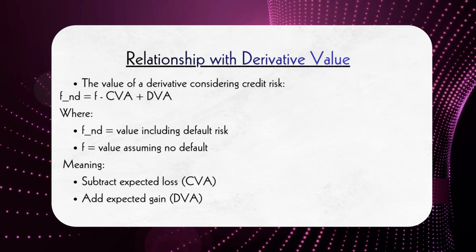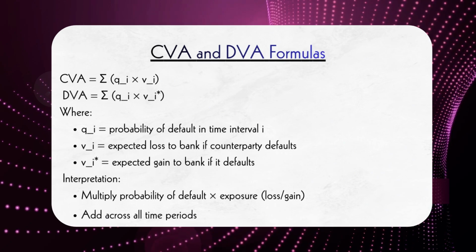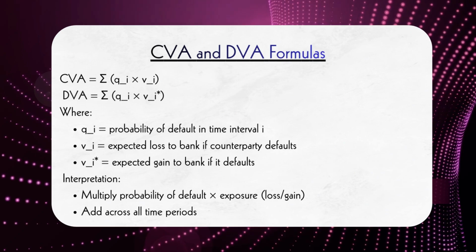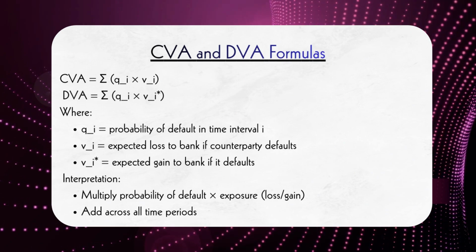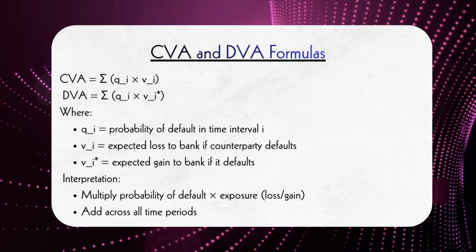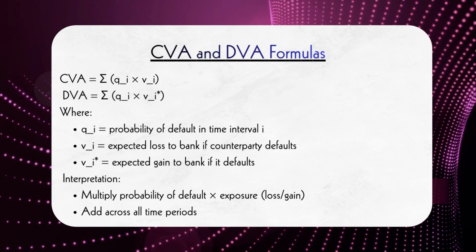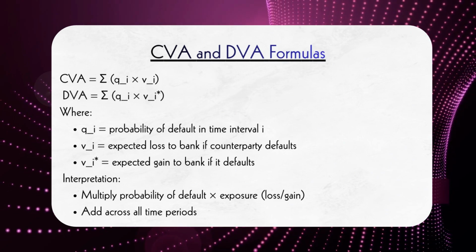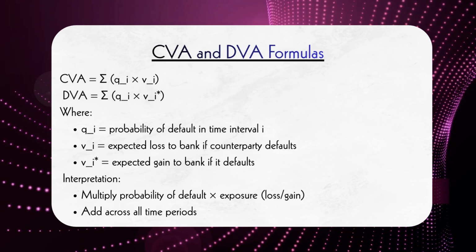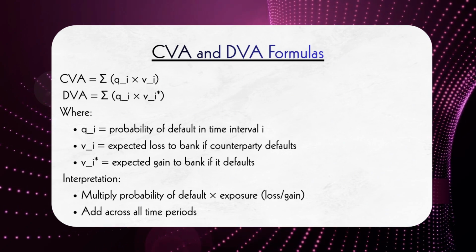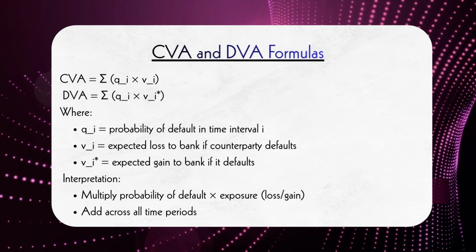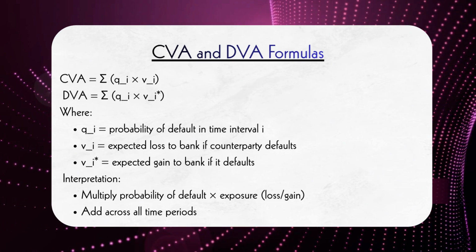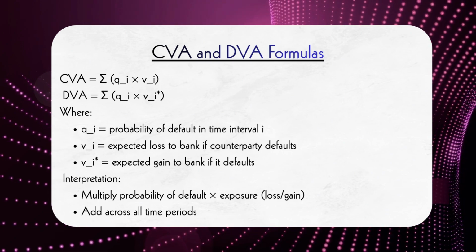Now, let's understand how CVA and DVA are calculated. CVA is calculated as CVA = sum of Q_i multiplied by V_i. DVA is calculated as DVA = sum of Q_i multiplied by V_i*. Here, Q_i represents the probability that default occurs in a specific time interval. V_i represents the expected loss to the bank if the counterparty defaults during that interval. And V_i* represents the expected gain to the bank if it defaults during that interval.